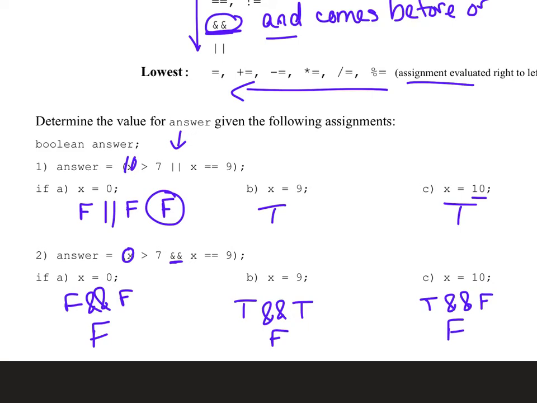Right. Also, I just want to point out here, what I created here is a Boolean variable that's holding the actual condition as an answer. So it's actually asking you what the value of answer is. So the value for answer in these is the actual true or false value that's going to be stored in answer.